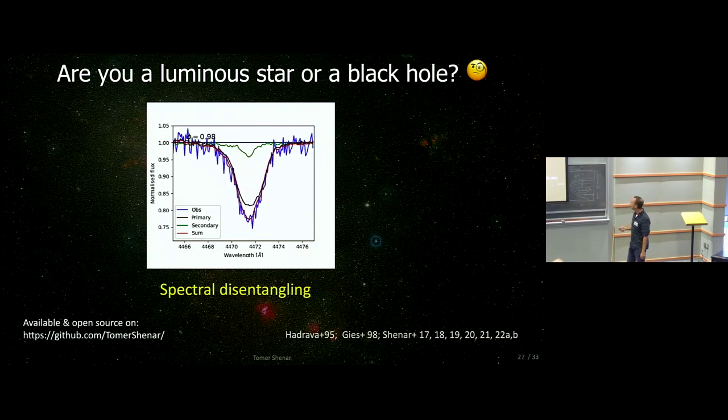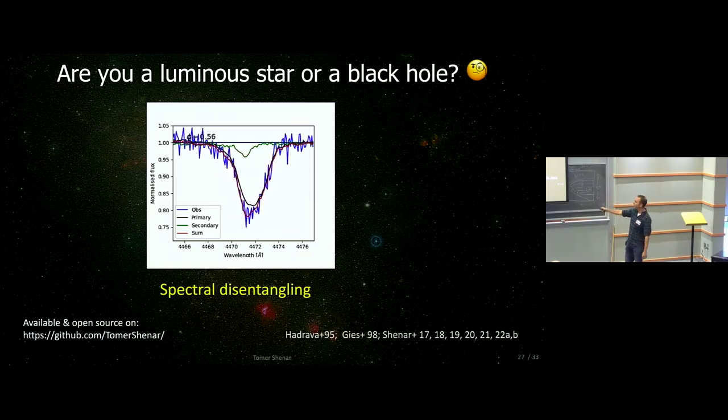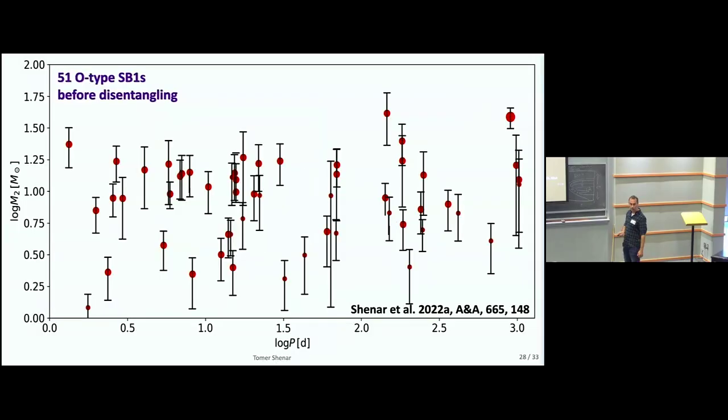Spectral disentangling, in case you didn't catch it in the previous talks, is a method where you plug in your multi-epoch spectra and mathematically extract the 2 best residual spectra that reproduce these multi-epoch data. You can do a lot of cool stuff with this. Mostly, you can also tell if a luminous star is in there or not, and if it's not, find your black hole candidates.